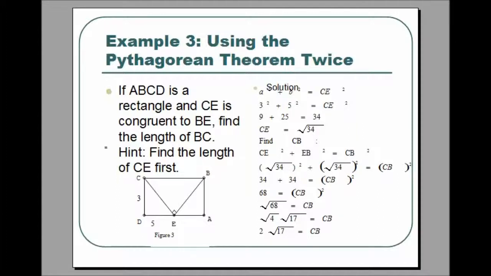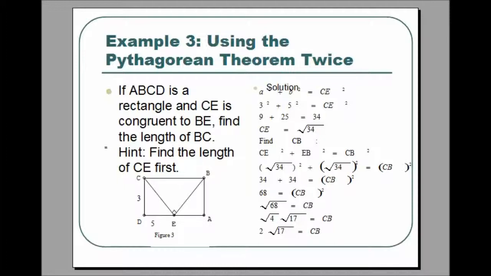We substitute into the Pythagorean theorem to find the hypotenuse CE. When we do that, we have 3 squared plus 5 squared equals CE squared. That gives us 9 plus 25 equals 34. Therefore, CE equals the square root of 34. And we also know that BE will equal the square root of 34 because those two legs are congruent, and that's a fact given to us in the problem.